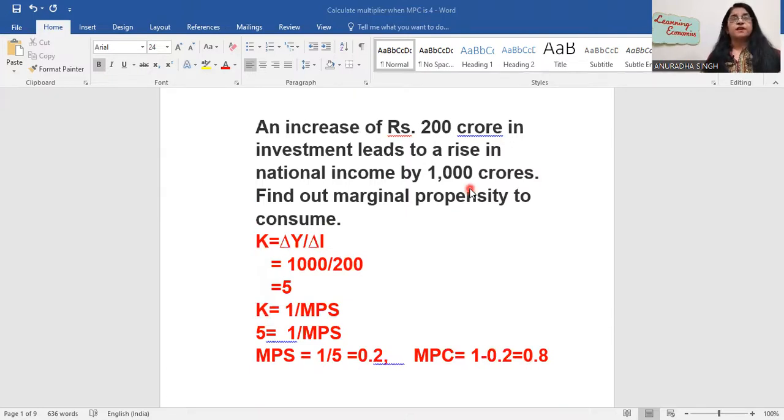But as they have not written equilibrium level of income, if they would have written equilibrium level of income, then we would have taken investment as saving.